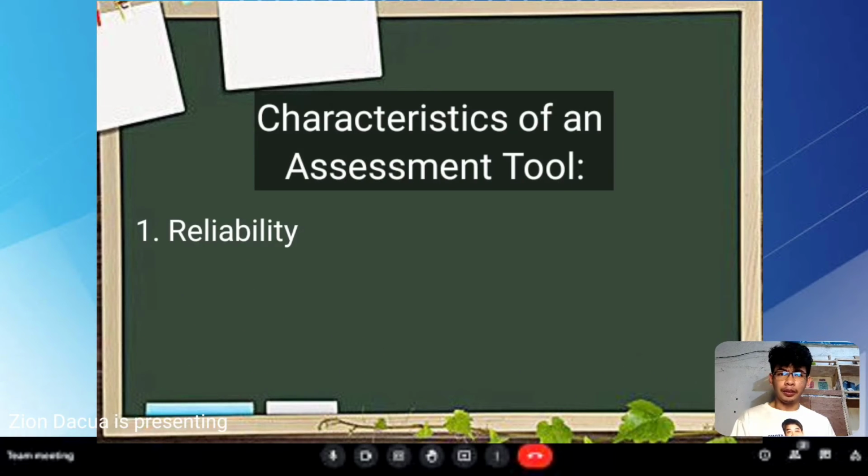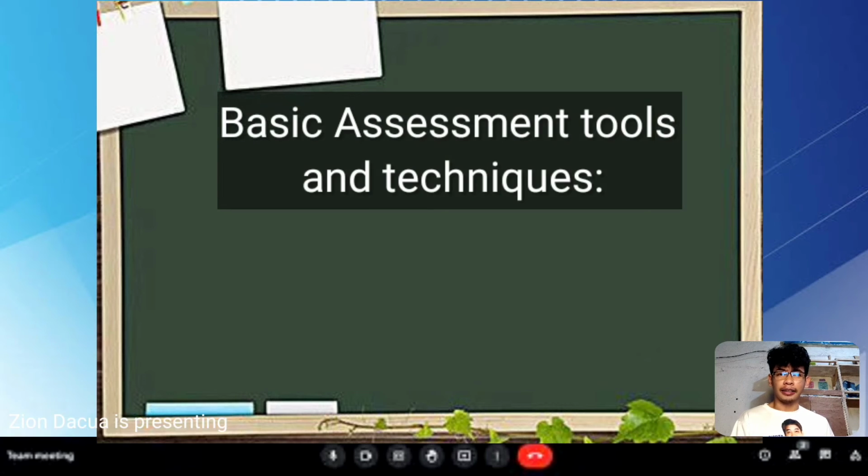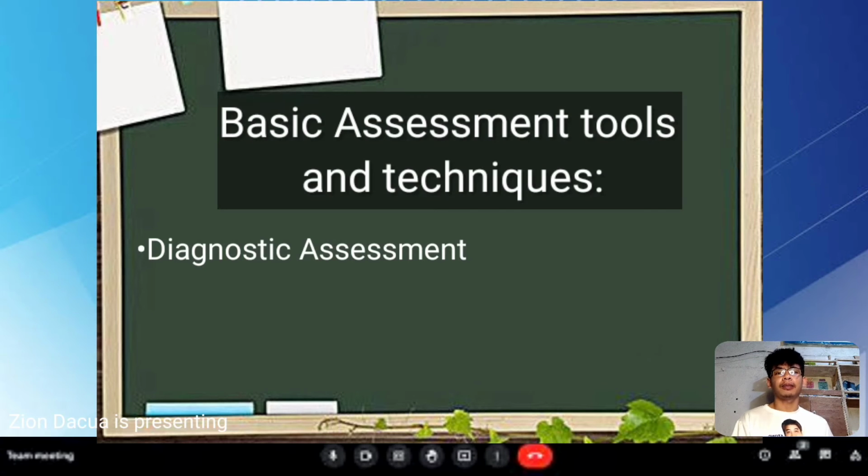So now let's proceed to the basic assessment tools and techniques. Let's discuss first the diagnostic assessment tools and techniques. As we all know, diagnostic assessment can help you identify your students' current knowledge of a subject, their strengths and weaknesses, and clarify misconceptions before teaching takes place.